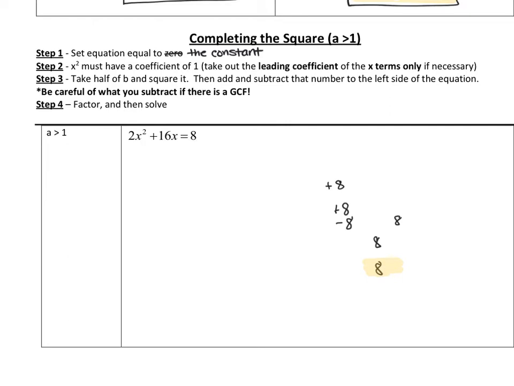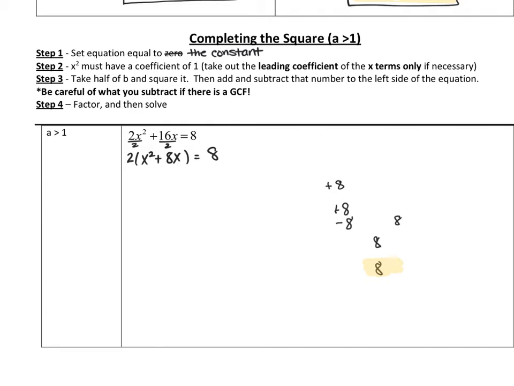Everything's good there. Step 2 is that x squared must have a coefficient of 1. And if it doesn't, we have to take out the leading coefficient of the x terms only. So take a look over here. The number in front of the x squared is 2, and it's supposed to be 1. So we're going to do exactly what the problem said. We're going to take out a GCF of just the number. So we're going to divide both pieces by 2. So by doing so, we get x squared plus 8x.